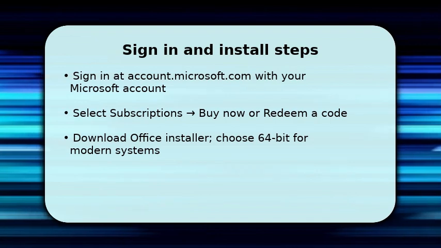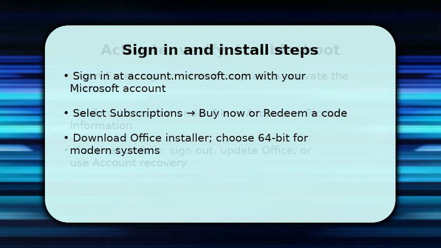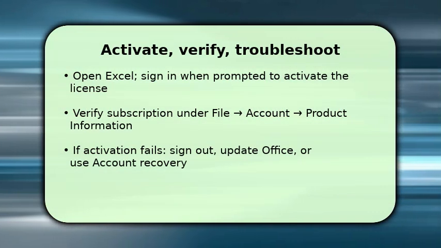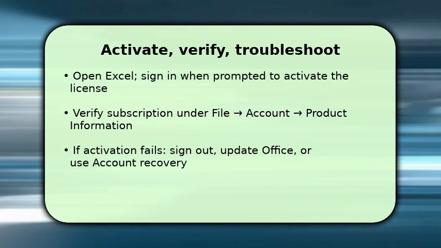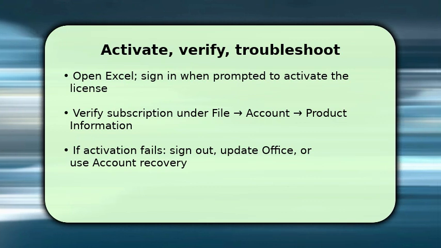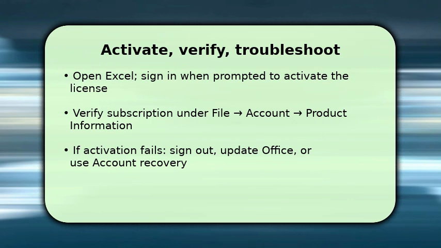You activate Excel by opening it and signing in with the same Microsoft account used to buy the subscription. Activation binds the app to your license. Then verify under File, Account to confirm the subscription name and update status. If activation fails, first sign out and sign back in. Second, check for Office updates or reinstall. Third, use account.microsoft.com to confirm payment and subscription status. That's the troubleshooting sequence.